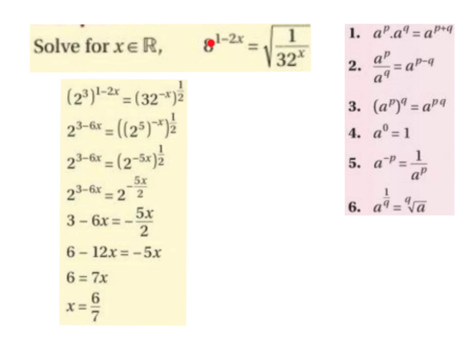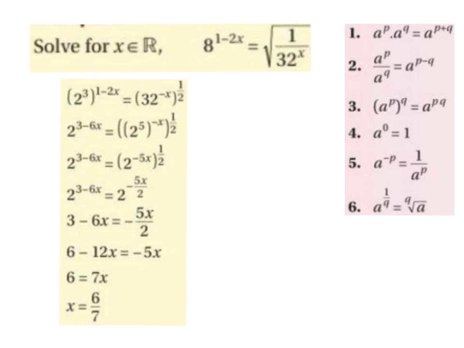So we're going to make 8 and 32 to be a base of 2, and then we're going to work through our question until we have 2 to the power of something is equal to 2 to the power of something. So we can cancel out the 2's, and then let the left-hand side equal the right-hand side and solve for x.